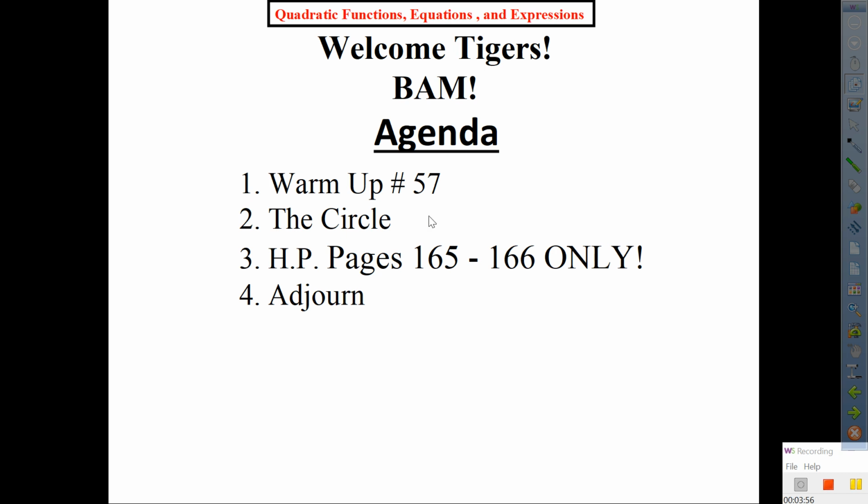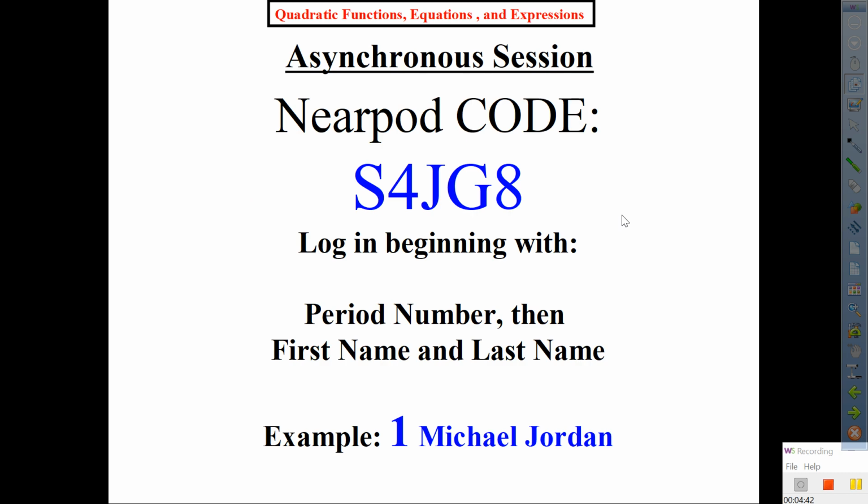So, Nearpod code, you need this for the pages in case you don't have the text. Those of you watching online, you may also get this code: S4JG8. Just go to Nearpod, type that in. It's going to ask you for your name, and then you go to the slide where it says home plate, and it should give you the PDF pages there, yeah?